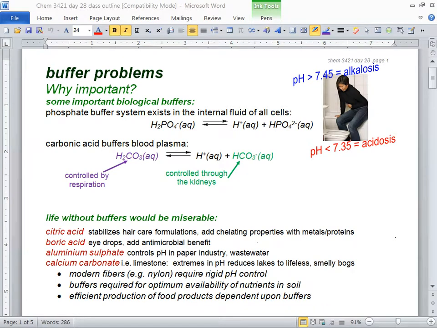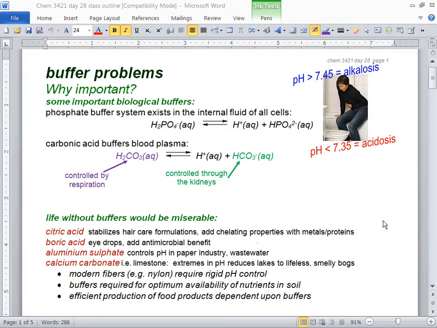So we're spending our second day on buffer problems. Before, we were using the Henderson-Hasselbalch equation. We were given the concentration of the conjugate acid and the conjugate base for some buffer system, some weak acid, and then we just went straightforward and calculated the pH of the buffer using our Henderson-Hasselbalch equation.